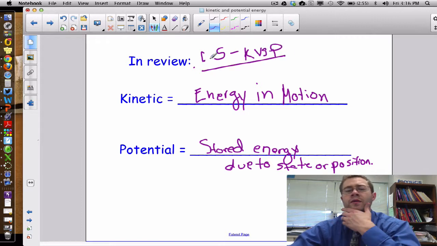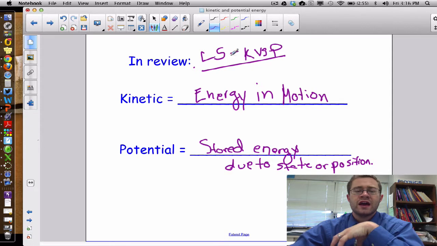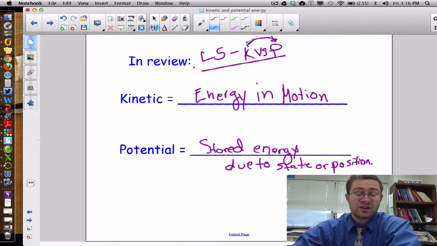The next lesson that we're going to do is how do we change from kinetic to potential and vice versa? And how does that occur in everyday life?